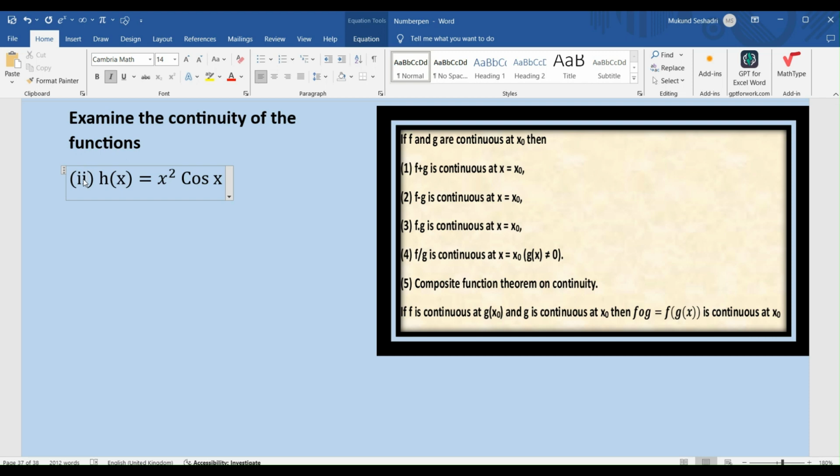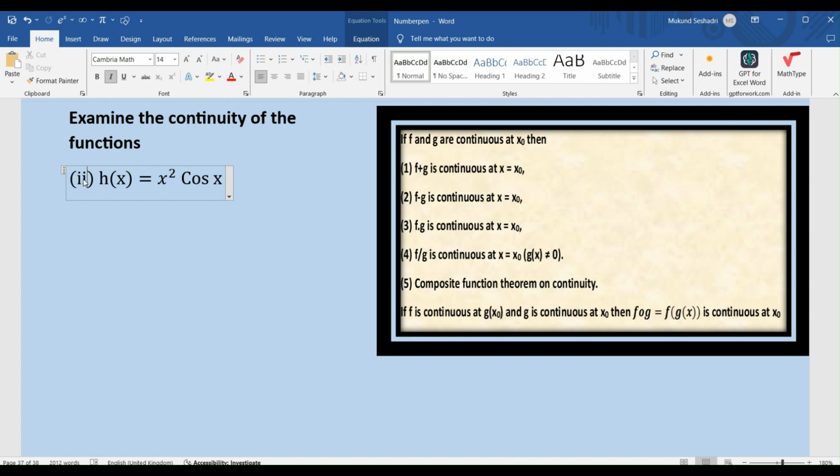So we have the problem on our screen. h of x equals x square into cos x, and we've been asked to examine the continuity of the function. Whenever you have a problem which is asking you to examine the continuity of a function, all that you've been asked to find is whether the function is continuous at all points belonging to R, and R is a set of real numbers. That is point one. And if it is not, then which is that point where there is a discontinuity, right? Those are the two important things that you will have to keep in mind when you're being asked to examine the continuity of functions.